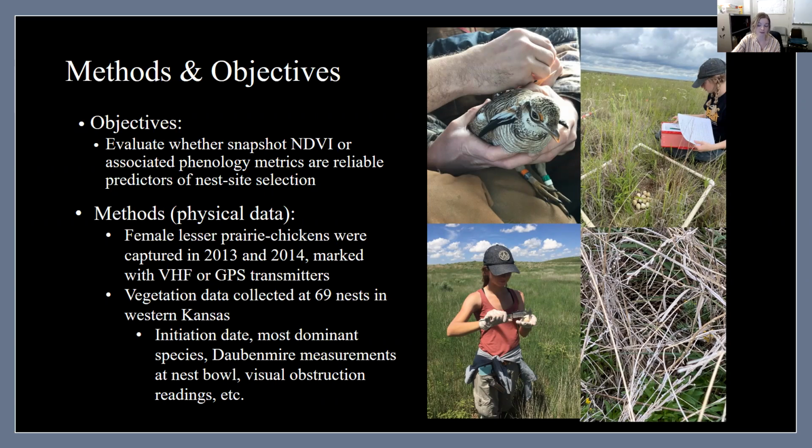In order to address these objectives, I needed both physical and remotely sensed data. My physical data came from female lesser prairie chickens that were captured in 2013 and 2014, all of which were marked with VHF or GPS transmitters. Once a nest had either hatched or failed, that nest was visited and vegetation data was collected. We had a sample size of 69 nests, and at each of those nests, the measurements collected included the most dominant species in a 4-meter circle around the nest, Daubenmire-related measurements at the nest, visual obstruction readings, and importantly, the initiation date of the nest, so when the female started her nest.